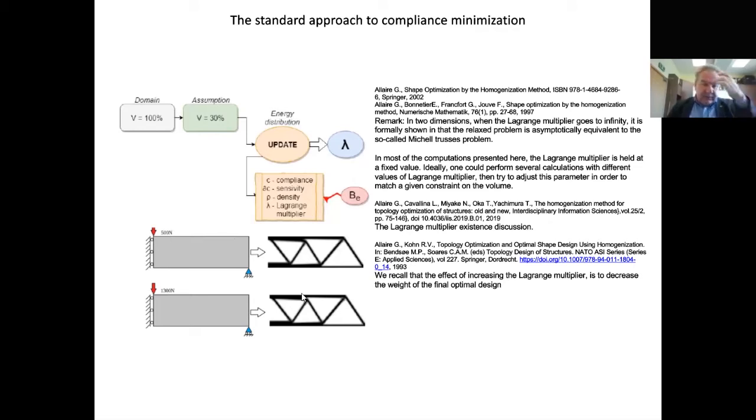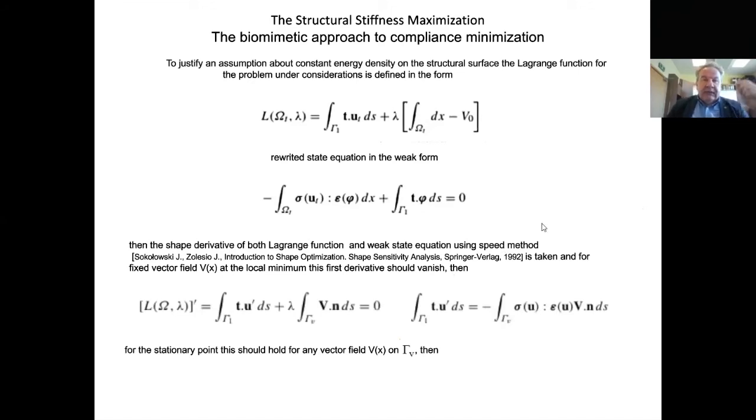So of course, this is the question of this Lagrange multiplier. And of course, it was observed, here is the work of Grégoire Allaire, that increasing the Lagrange multiplier means decreasing the width of the structure. But the assumption of the volume constraint produced such results, nothing else. So what is this Lagrange multiplier?